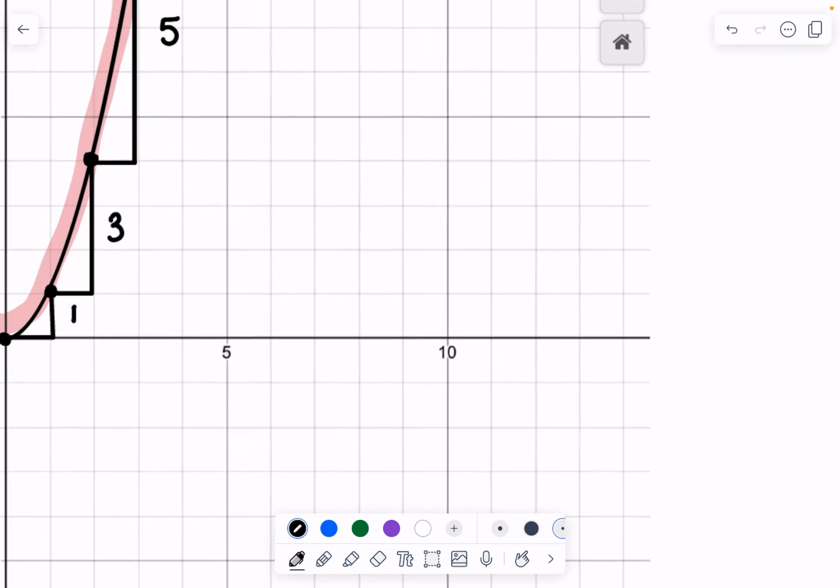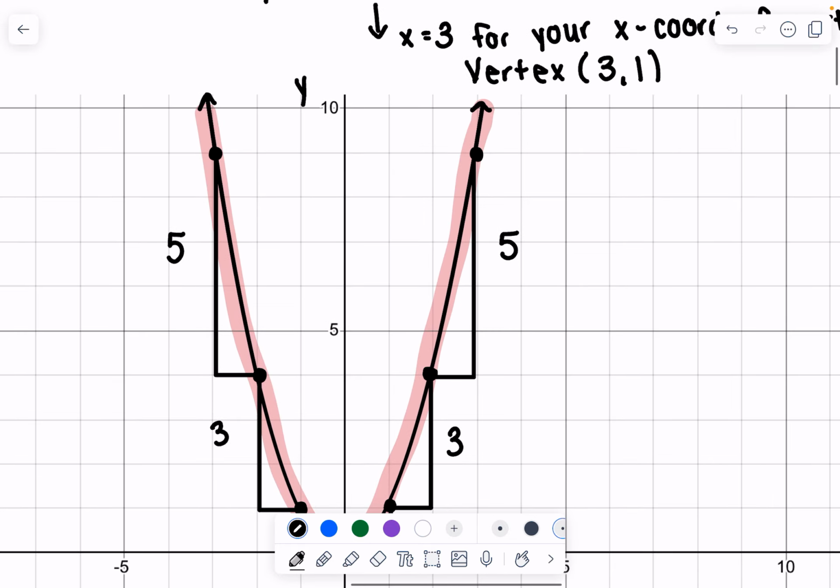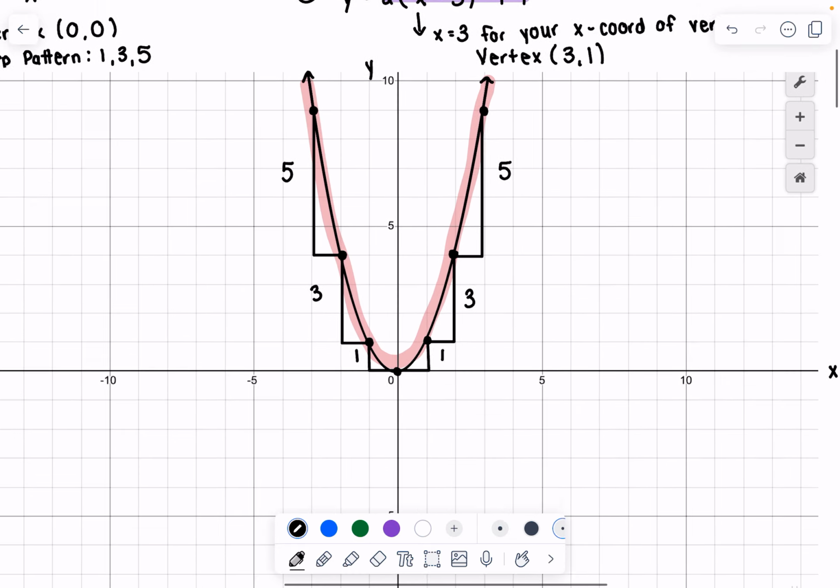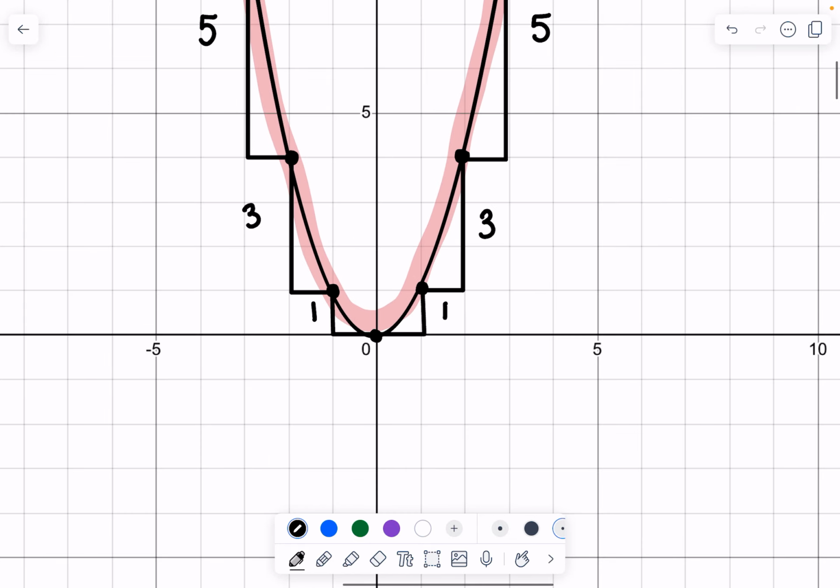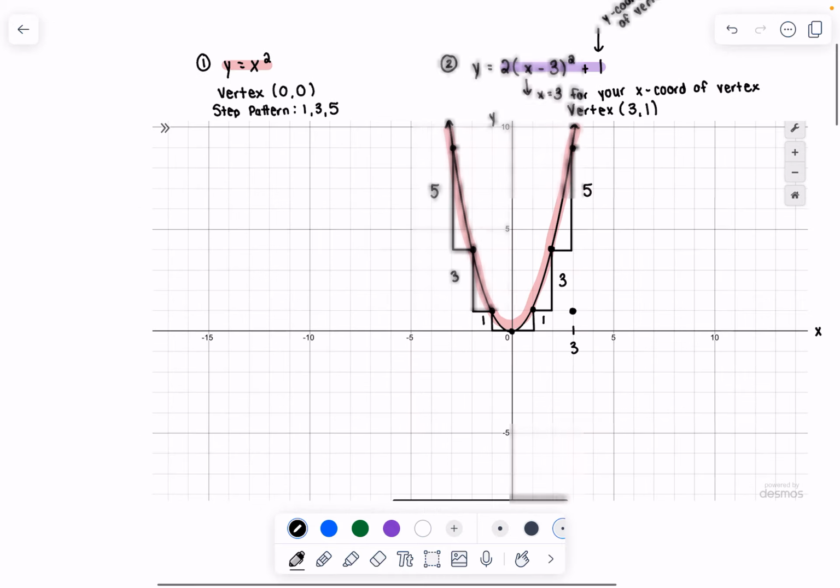So I'm going to start just by plotting it, just so I get a general sense of what the graph is doing. So our vertex is at 3, 1. That means it is over here, 1, 2, 3. Right here is 3 units. And we go up by 1. So this is our vertex right here for the purple highlighted function.